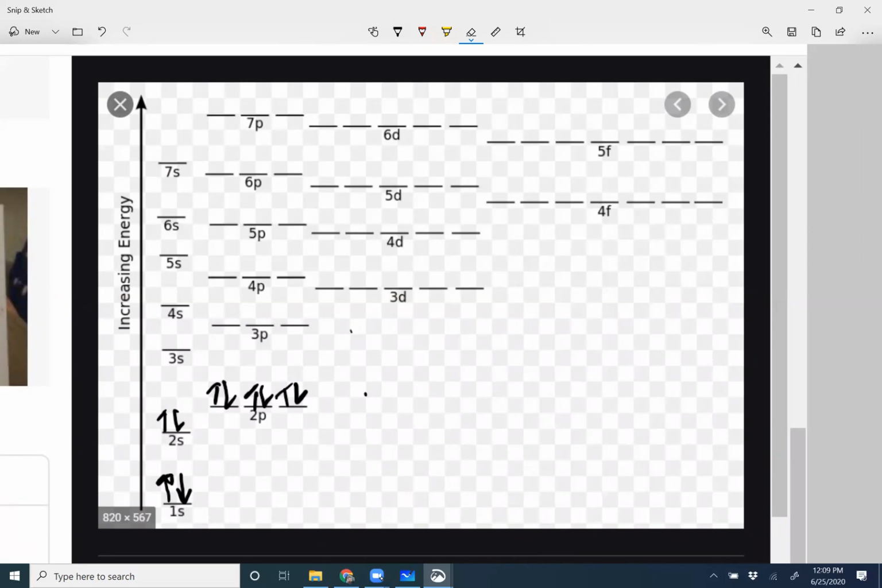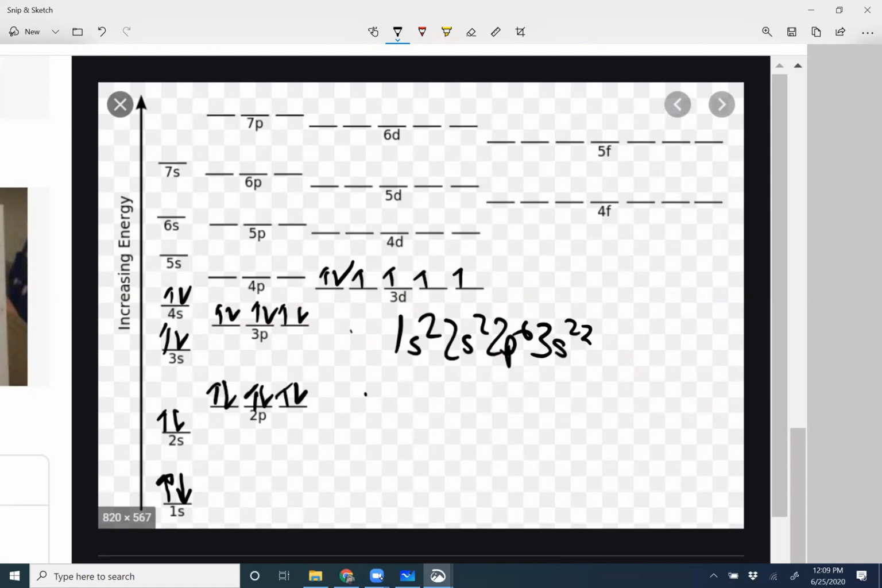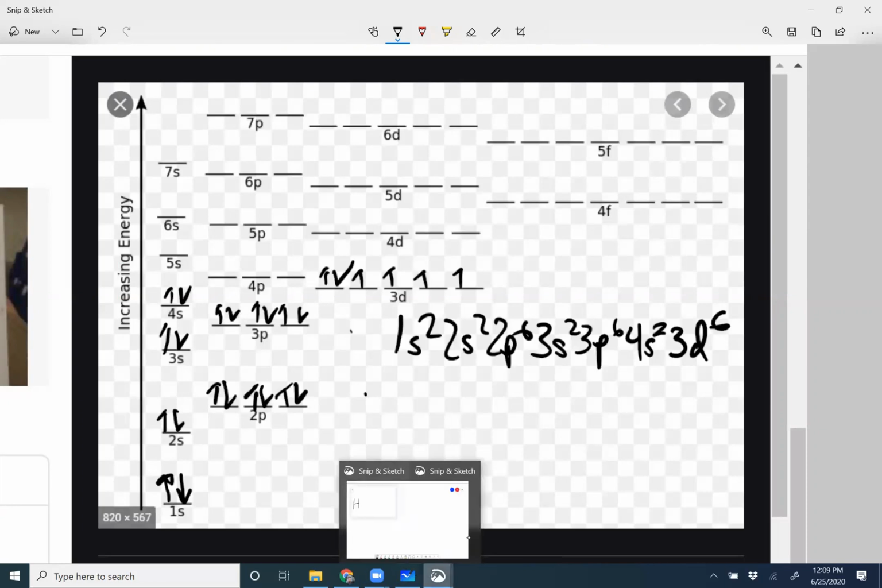So there's number 10. So let's go number 11, 12, 13, 14, 15, 16, 17, 18, 19, 20, 21, 22, 23, 24, 25, 26. So that gives us 1s2, 2s2, 2p6, 3s2, 3p6, 4s2, and notice that it actually goes back to 3 and says 3d, and in this case we have 6 there. This is exactly what is shown on the periodic table as well.